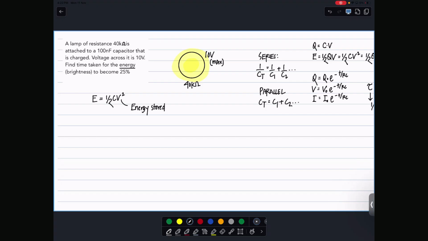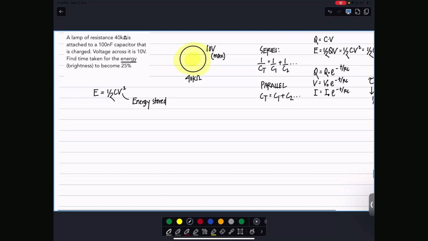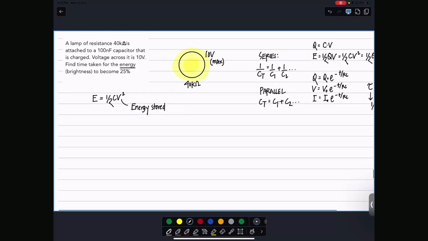Stored, right? So it is energy stored here. Now we need to find what should be the time taken for the energy to become 25%. So it has to go down by 25%. As it goes down by 25%, voltage should go down by how much? You need to figure that out. So how much should your voltage become for your energy to become 25%? So how do you do that?